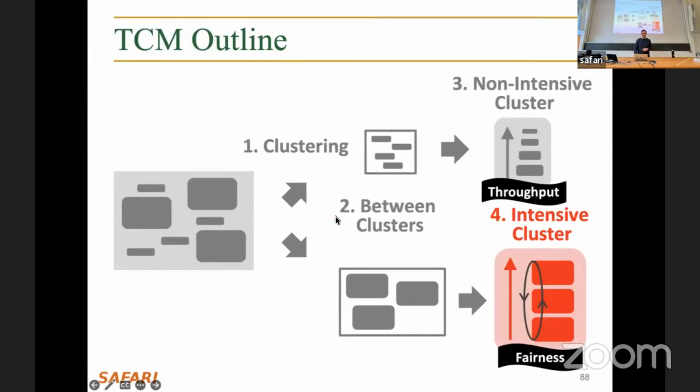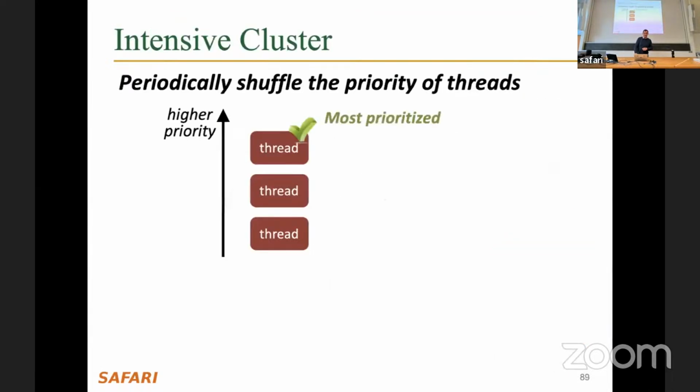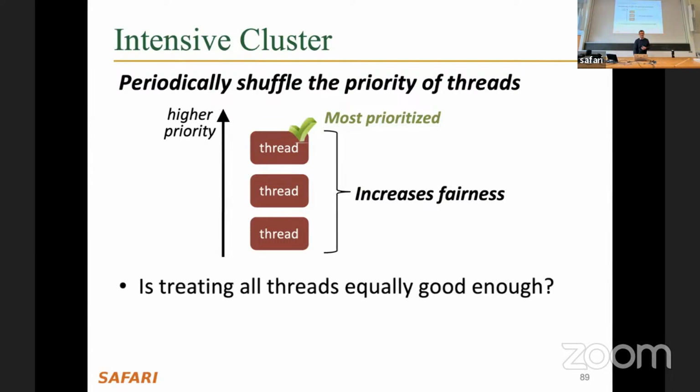Now, the interesting thing happens in the intensive cluster, where a lot of design decisions can hurt other threads. So the idea, as I said, is to periodically shuffle the priority of threads. In shorter, finer-grain intervals, you shuffle the ranking such that each thread becomes a top thread at some point, right? So no thread gets prioritized consistently over others. That's the idea. This increases fairness by itself. The question is, is treating all threads equally good enough?